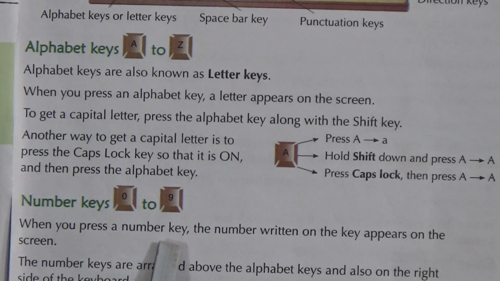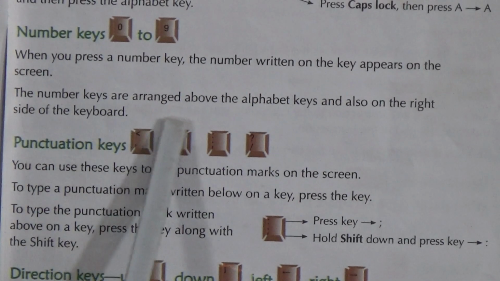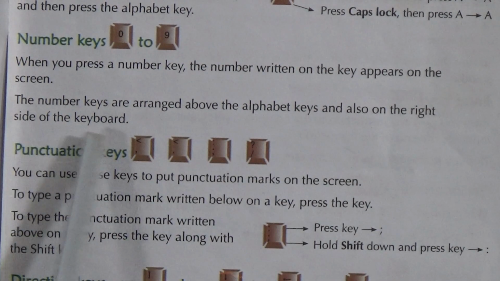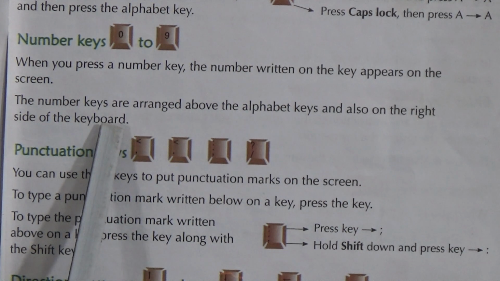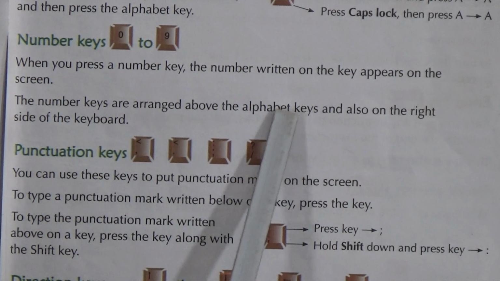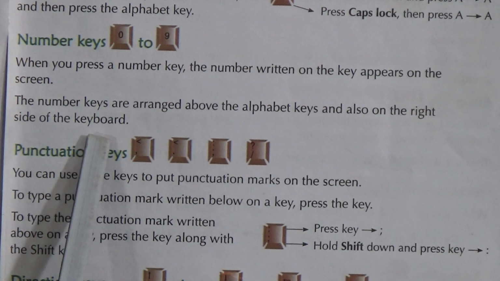Now next, look at the number keys 0 to 9. When you press a number key, the number written on the key appears on the screen. The number keys are arranged above the alphabet keys and also on the right side of the keyboard. In the picture you saw that we have one set of number keys above the alphabet keys and another set on the right side of the keyboard.